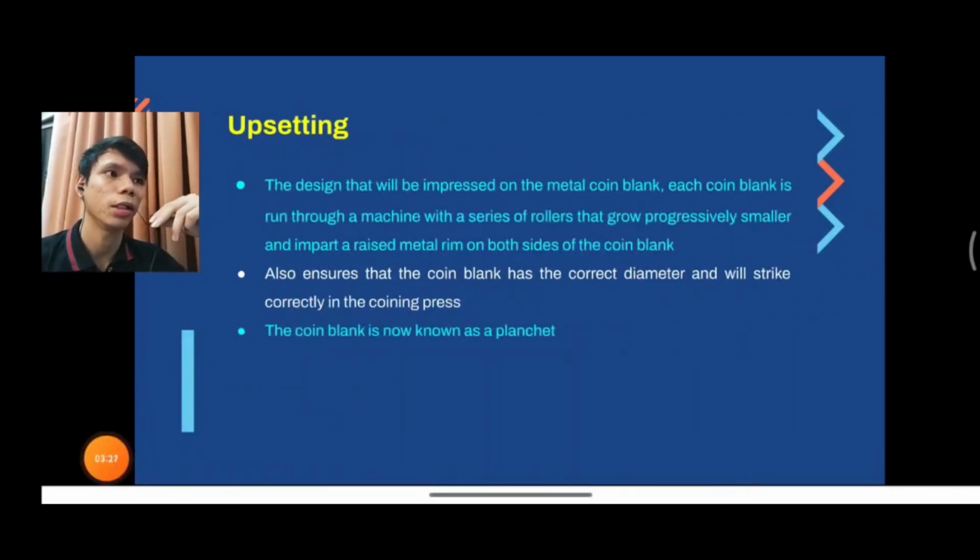So the next is upsetting. The design will be impressed on the metal coin blank. Each coin blank is run through a machine with a series of rollers that grow progressively smaller and impart a raised metal rim on both sides of the coin blank. This also ensures the coin blank has the correct diameter and will strike correctly in the coining press. The coin blank is now known as a planchet.